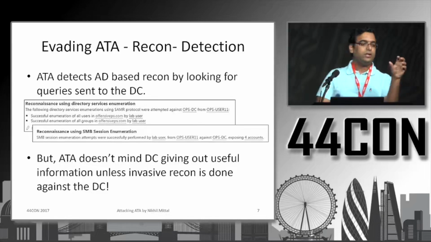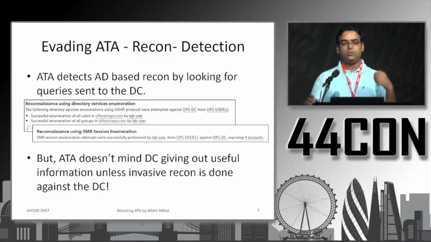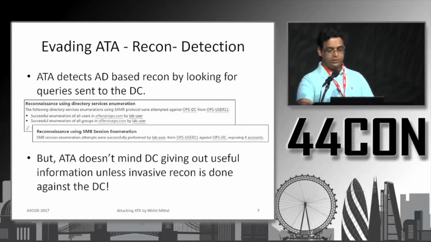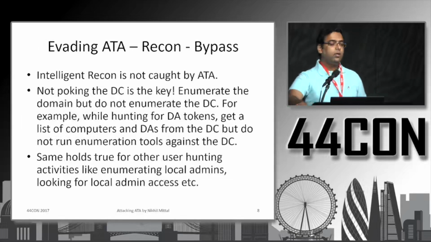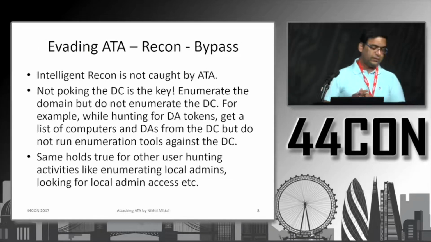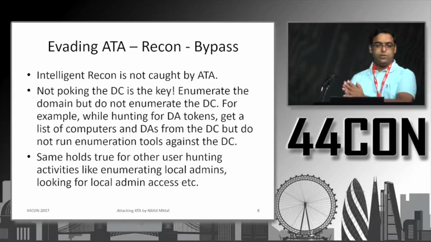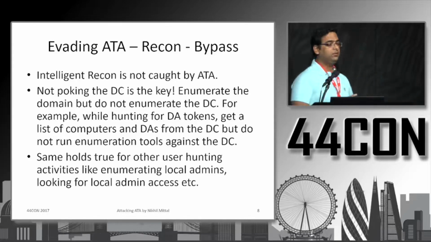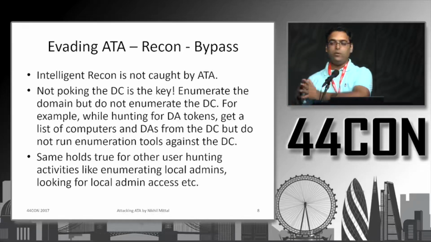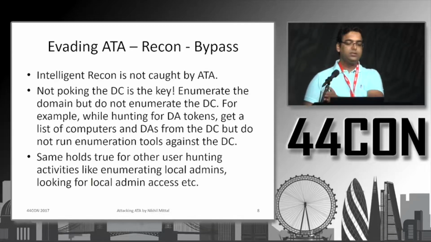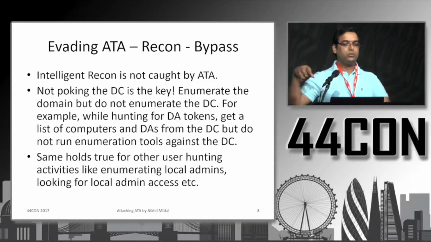That is, as long as you are asking for very innocent information, that's fine, but as soon as you move on to a bit of intrusive enumeration, it complains. But because ATA has a sensor only in front of the DC traffic, you can extract information from the DC, but while doing the intrusive enumeration, just remove the DC from the list of boxes you are going to enumerate. That is, not poking the DC, not talking to the DC is the key.